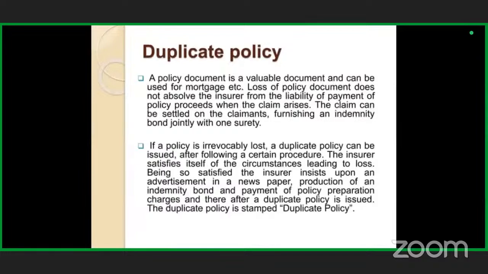Okay. So first we have to give an advertisement to the newspaper about the loss. Then we have to produce an indemnity bond. Then we have to pay for the preparation of the duplicate policy. Then on that policy document a stamping will be there, that it is a duplicate policy.